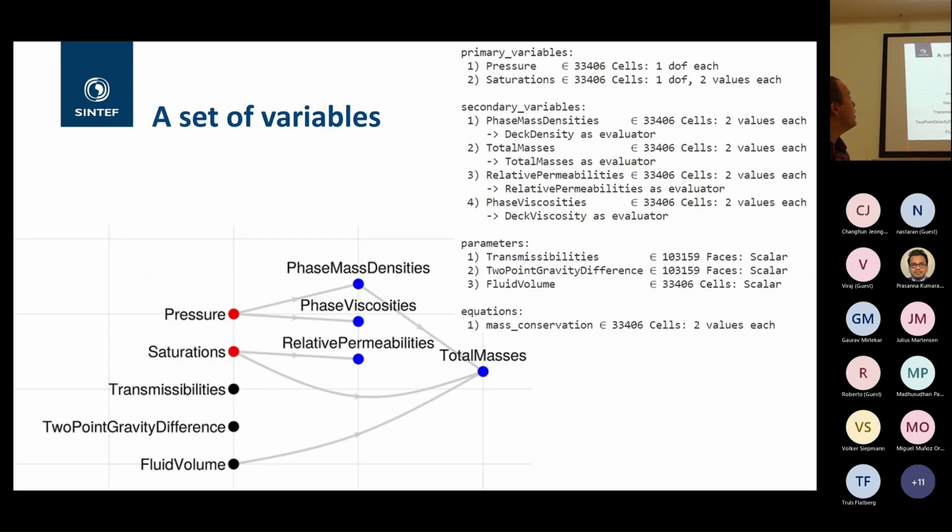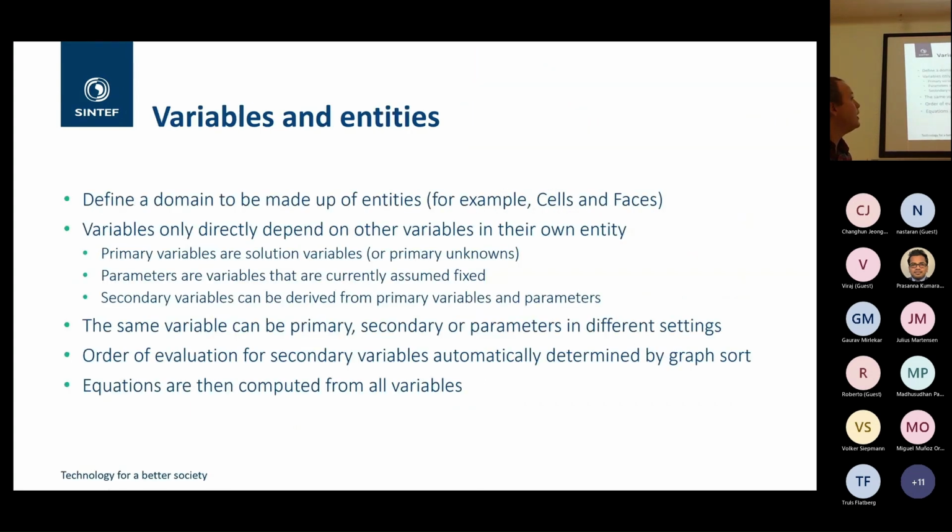Talk quickly about the setting in Jutul for variables. It is basically that you divide the domain up into entities, so cells and faces, for instance, for a reservoir. You have a set of variables that need to be fulfilled to set up your governing equations. You can pick some of them to be primary, which you're solving for, parameters, which are unknown, or secondary variables that are things that you can compute from your parameters and other variables.